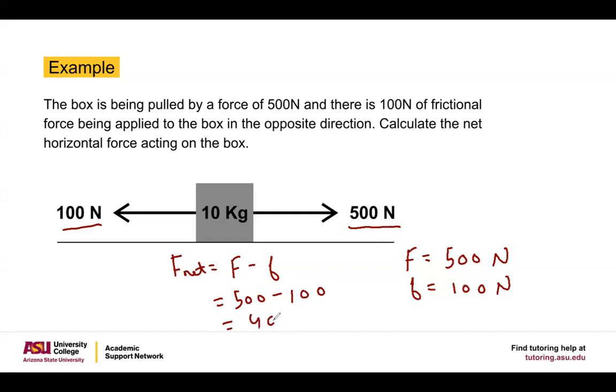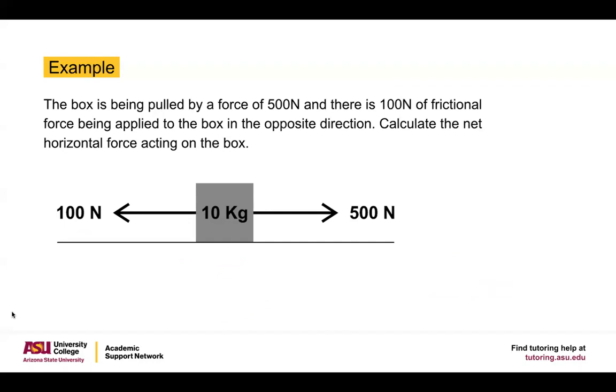So we get the net force to be 400 newtons. So we can say that the net horizontal force that is acting on this box is 400 newtons.